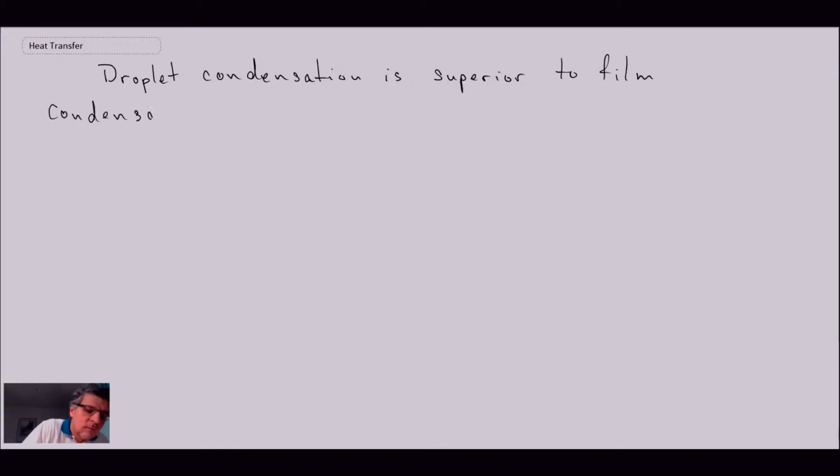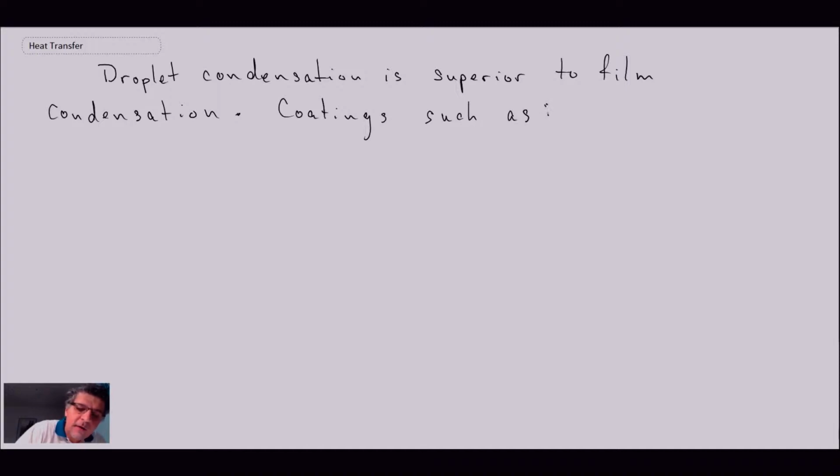In the last segment, we took a look at the different forms of condensation, and we said that there is film or droplet condensation. And we also said that droplet condensation was the more efficient from the heat transfer perspective. Now, in order to achieve droplet condensation in systems, quite often coatings will be added to the surface.